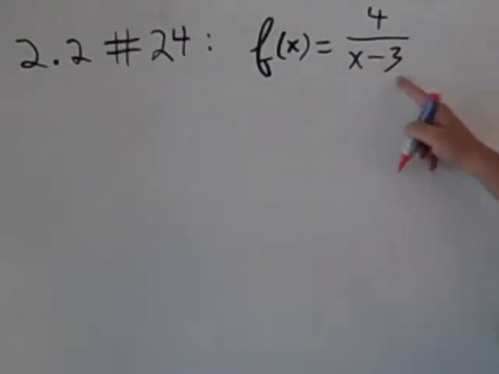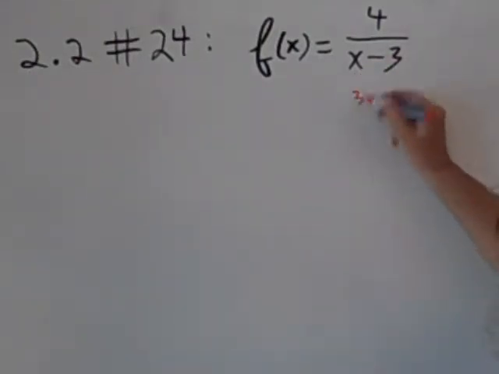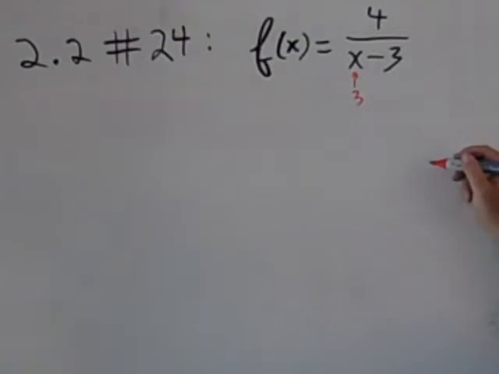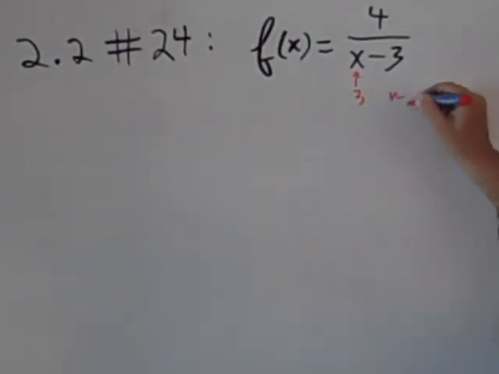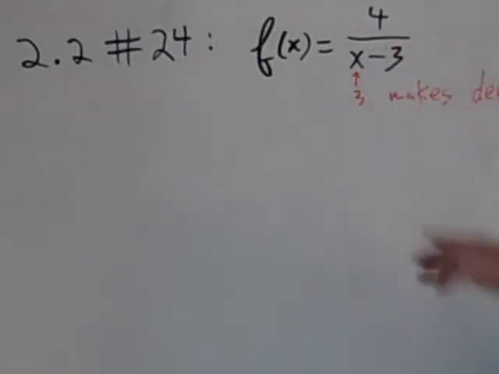So, looking at the denominator, if x happened to equal 3, we might have a problem here, because this makes the denominator 0. And as you recall, denominators are not allowed to equal 0. That's undefined. So if x equals 3, we have a 3 minus 3 downstairs, which makes the denominator 0. The function's undefined when x equals 3.